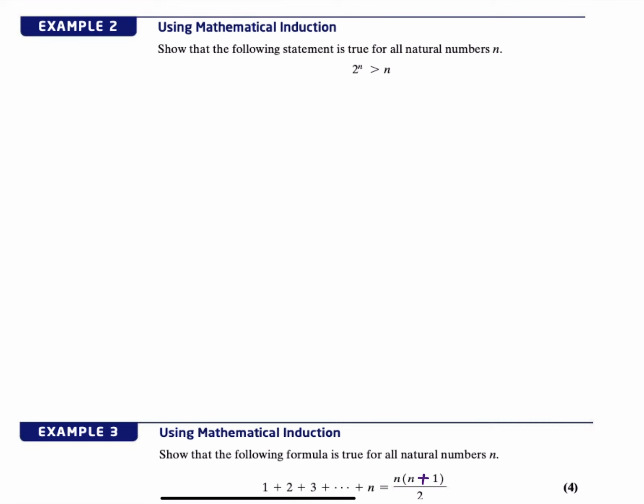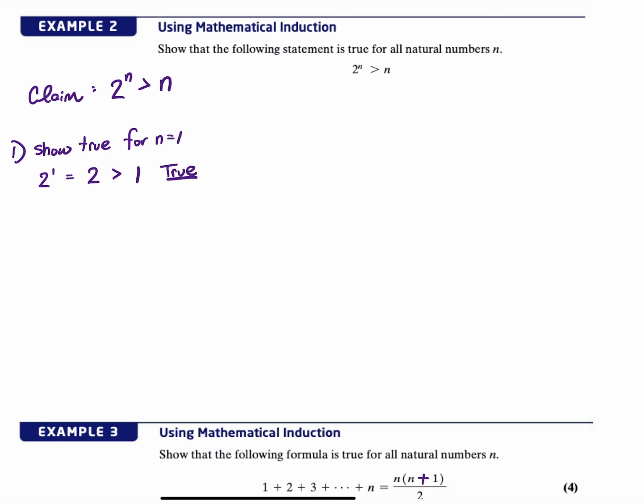So example 2 is a little bit different. The claim is that 2 to the power n is greater than n for all natural numbers. So let's go through those 3 steps. First, we want to show it's true for n equals 1. So that would be 2 to the first power, which is 2, is definitely greater than 1. So that's true. So we know for sure we can essentially knock over that first domino.